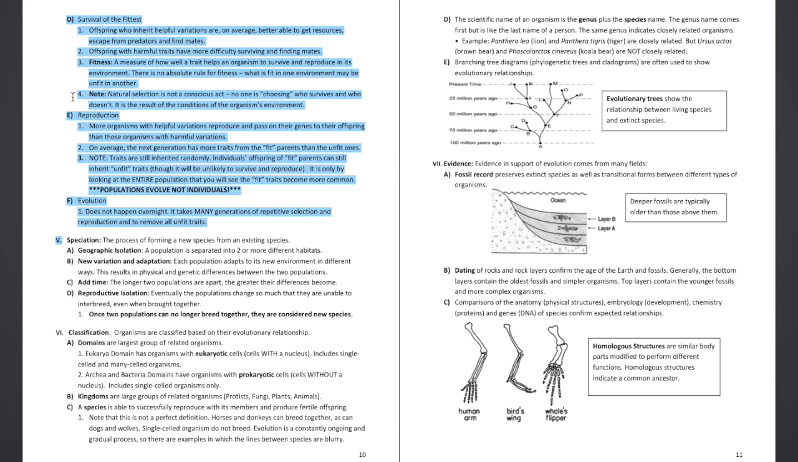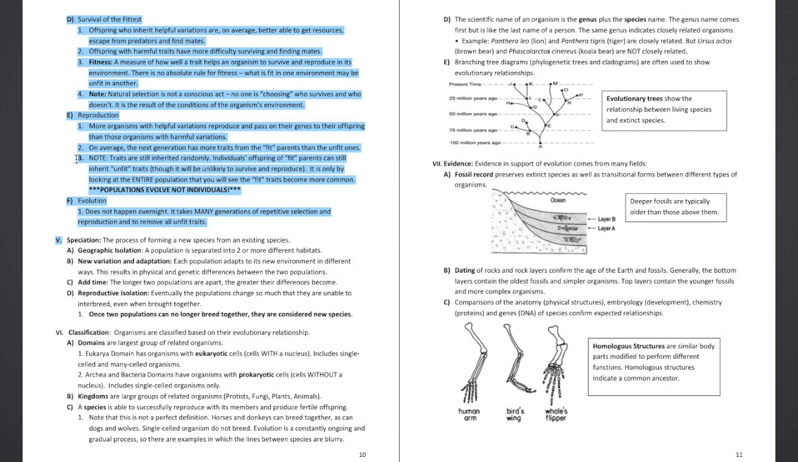4. Note: natural selection is not a conscious act. No one is choosing who survives and who doesn't. It is the result of the conditions of the organism's environment. E. Reproduction. 1. More organisms with helpful variations reproduce and pass on their genes to their offspring than those organisms with harmful variations. 2. On average, the next generation has more traits from the fit parents than the unfit ones.